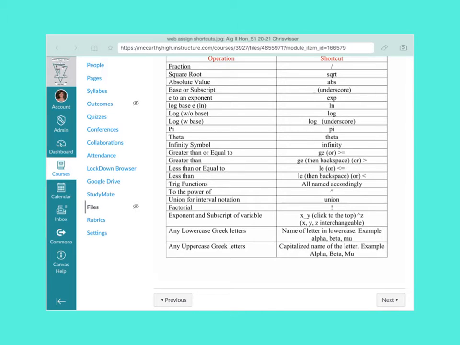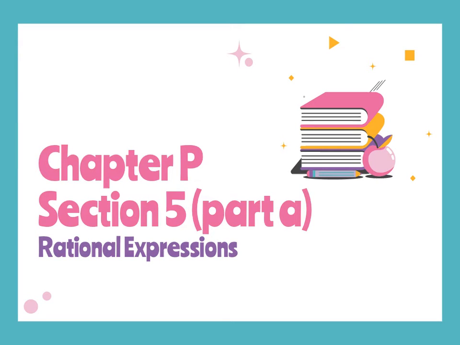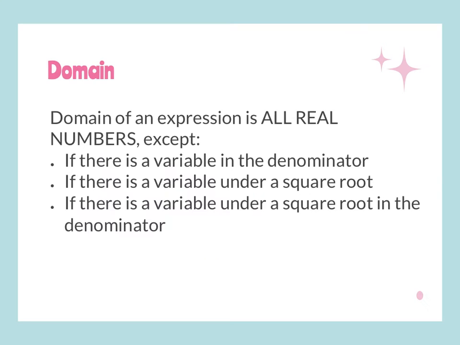Okay, like I said, we are going to do the note. So again, chapter P5, part A, well, they're all rational expressions, but part A, we're just going to learn how to simplify the rational expression. A rational expression is just like a fraction, okay? Some of them are going to have numbers, some of them are going to have numbers and variables, some of them are going to have polynomials, all that good stuff.